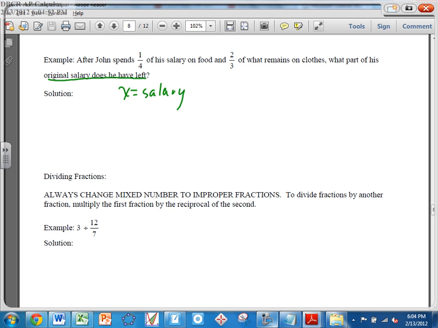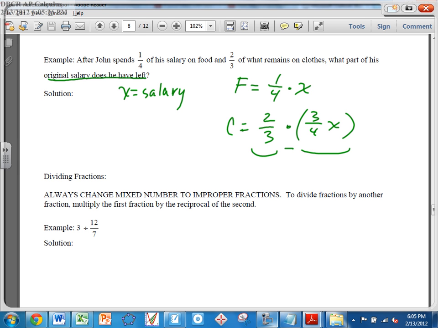Now, we know that he spends a quarter of his salary on food. So food accounts for 1/4 of his salary. He spends 2/3 of what remains. Well, what remains after you use a quarter? After you use a quarter of something, you have 3/4 left. So clothing is 2/3 of what remains, and what remains is 3/4 X. And it says, what part of his original salary does he have left?